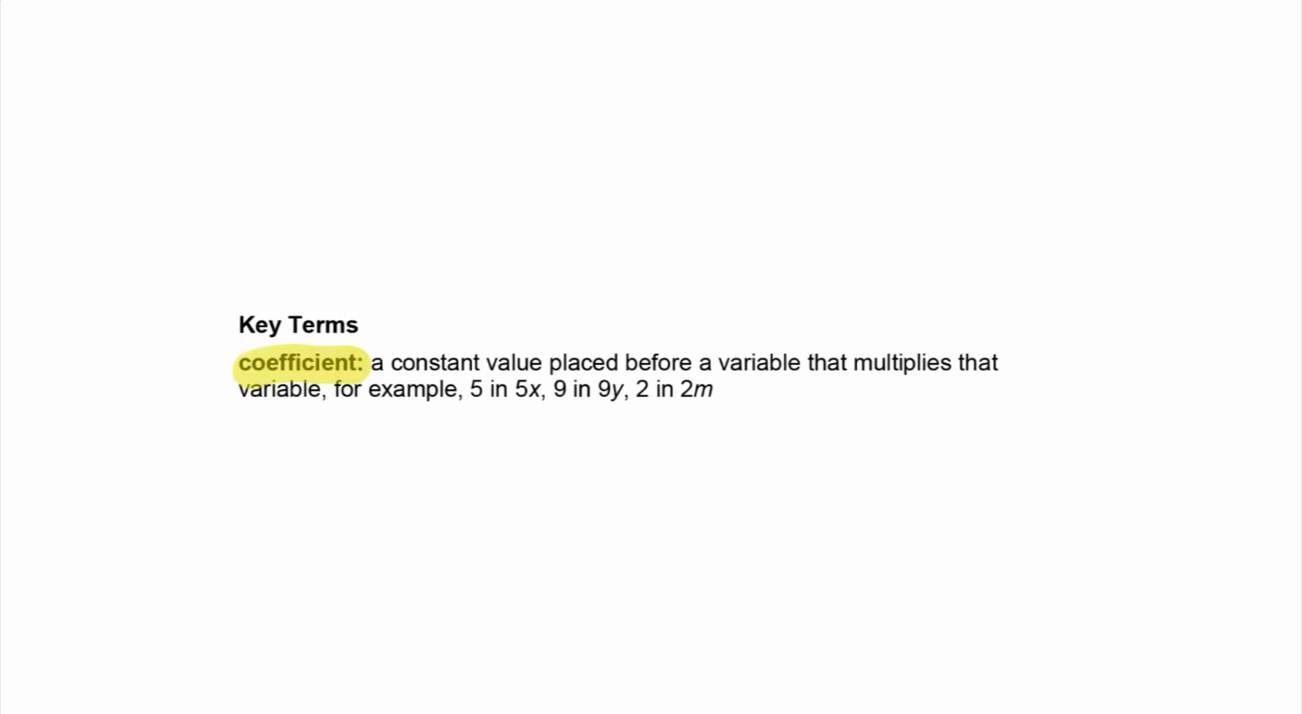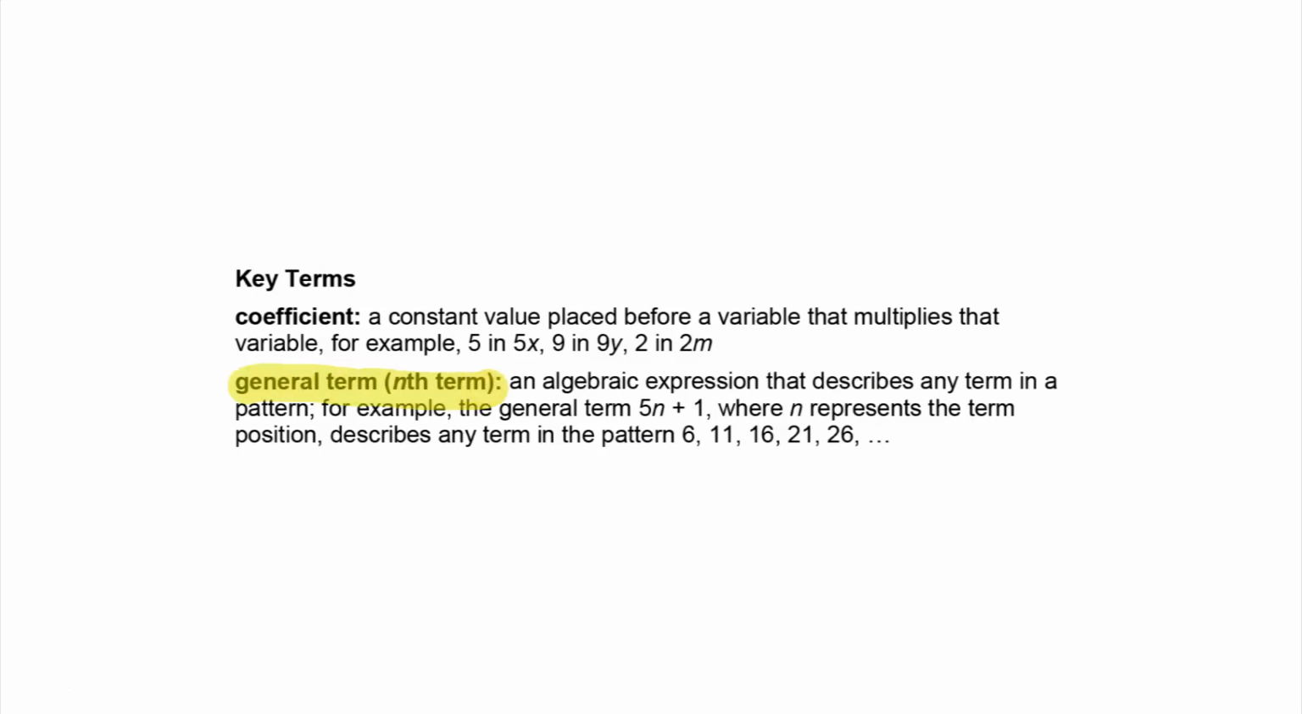Key terms. Coefficient. The coefficient is a constant value placed before a variable that multiplies that variable. For example, the 5 in 5x, or the 9 in 9y, or the 2 in 2m. In each case, the 5, the 9, and the 2 are coefficients. The general term, or nth term, is an algebraic expression that describes any term in a pattern. For example, the general term 5n plus 1, where n represents the term position, describes any term in the pattern 6, 11, 16, 21, 26.